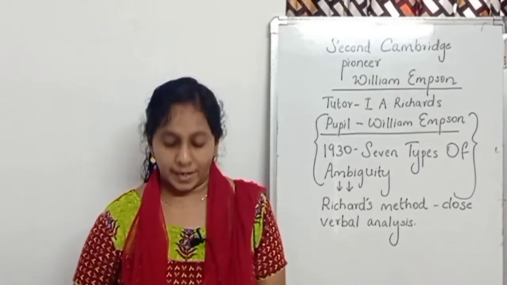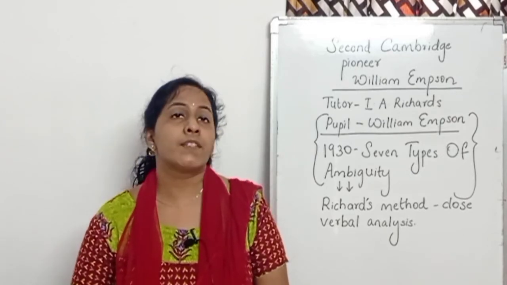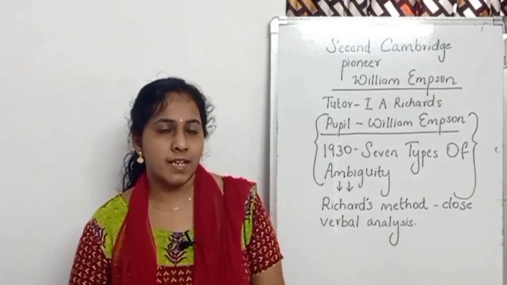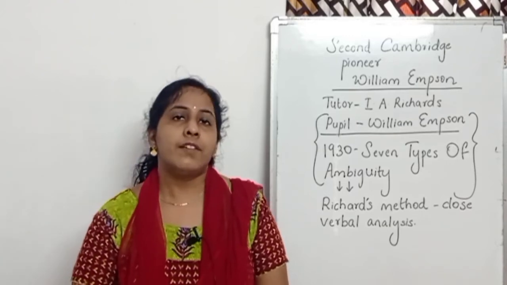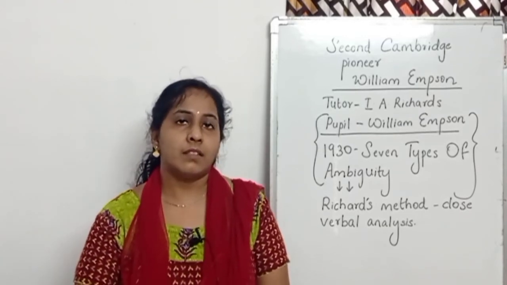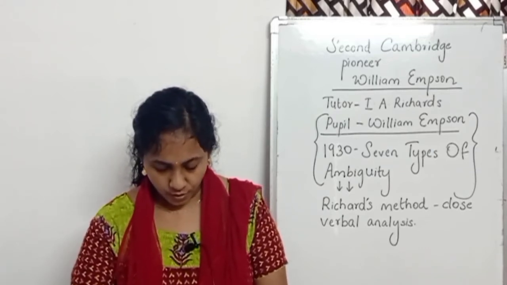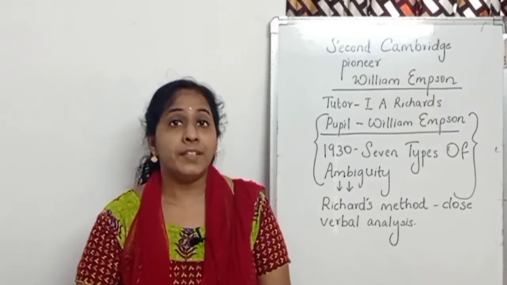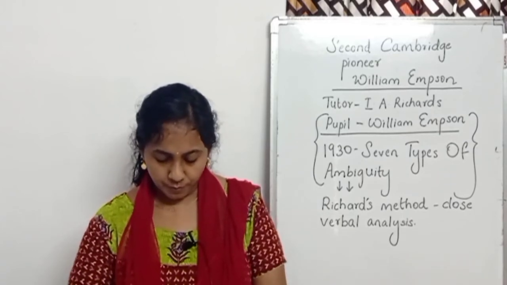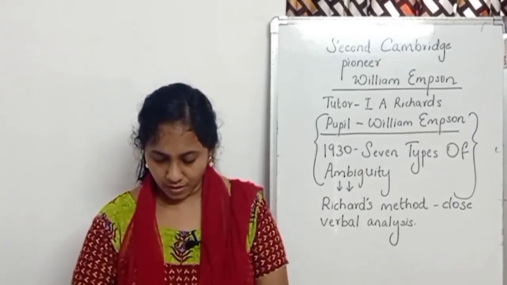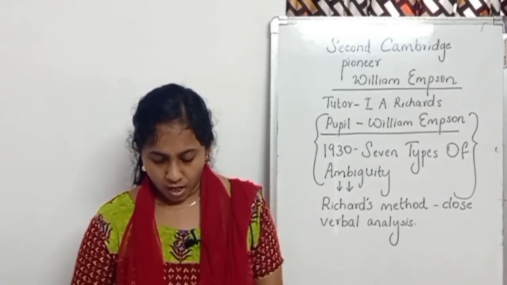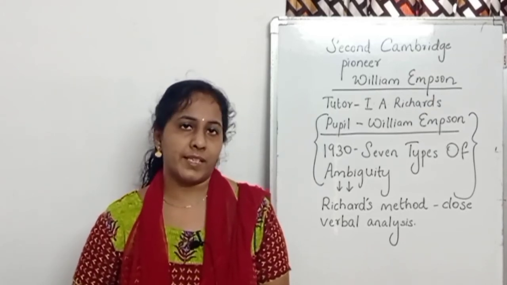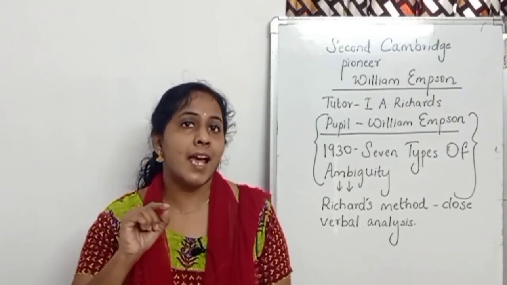There was a second Cambridge pioneer, and he was a pupil of I. A. Richards: William Empson. I. A. Richards was the tutor, and the student was William Empson. William Empson presented his tutor, I. A. Richards, with the manuscript of the book which was published in the 1930s with the title Seven Types of Ambiguity. What is a manuscript? A manuscript is handwritten material.